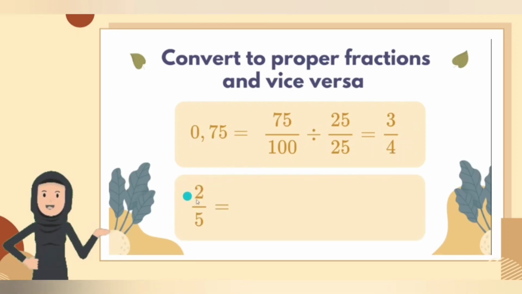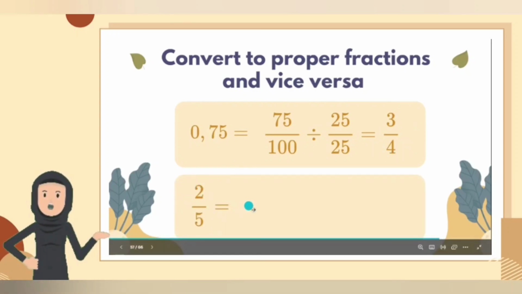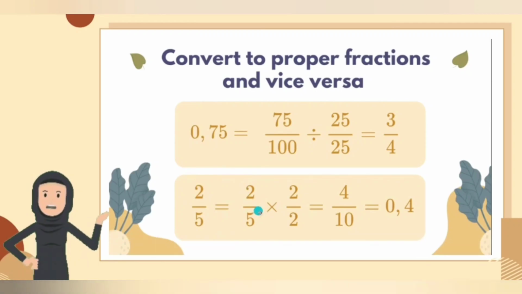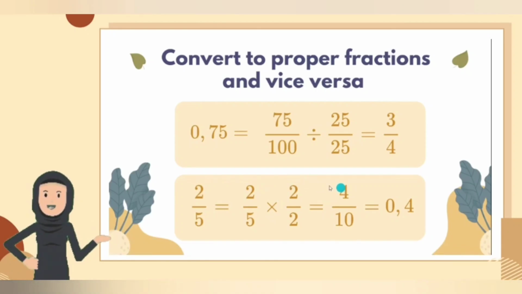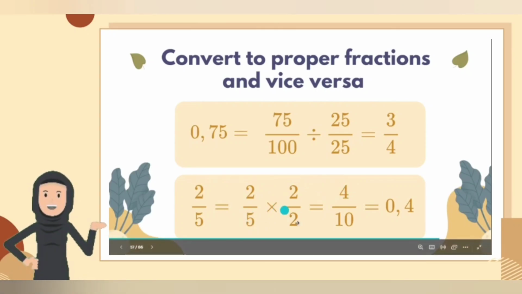Then 2 fifths: 2 times 2 is 4, and 5 times 2 is 10. So the answer is 0.4.